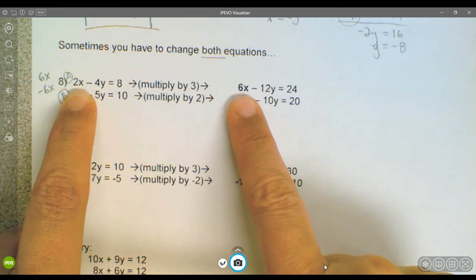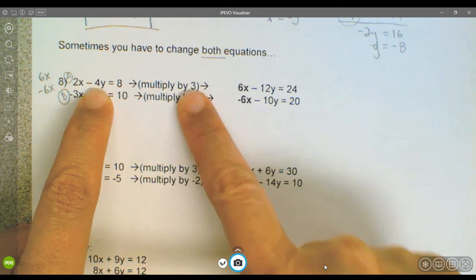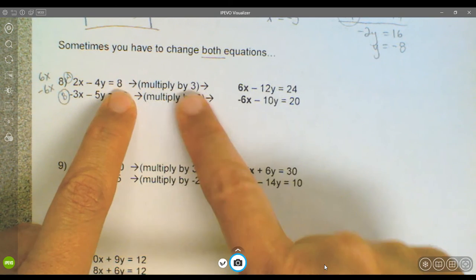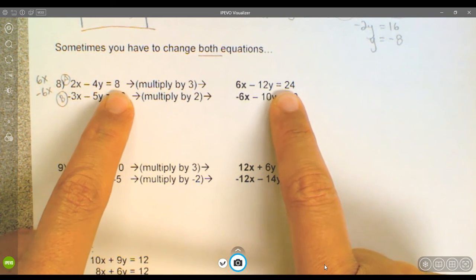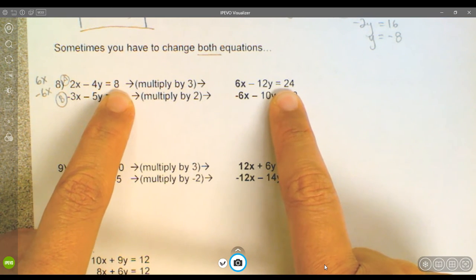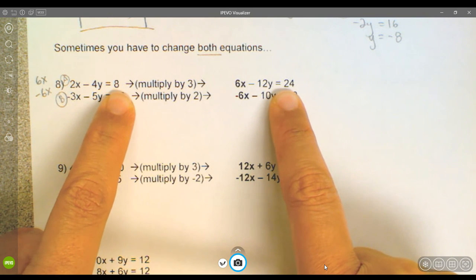2x times 3 is 6x. Negative 4y times 3 is negative 12y. 8 times 3 is 24. So far, so good. It's what I did on the previous problem, except I've got to do it twice.